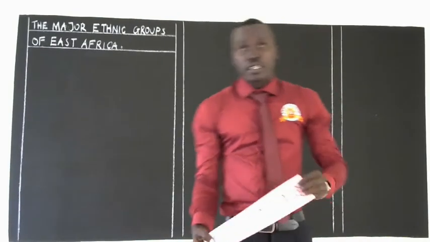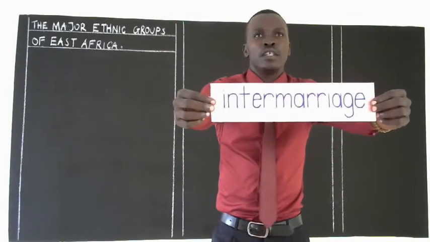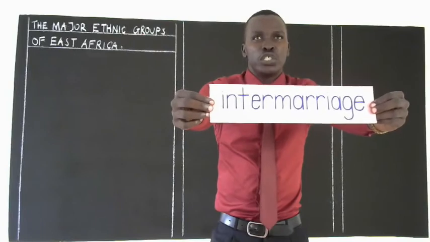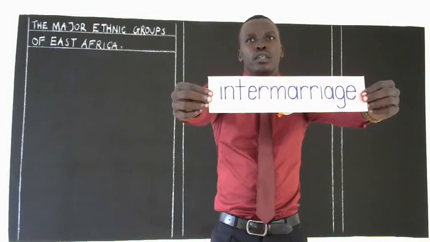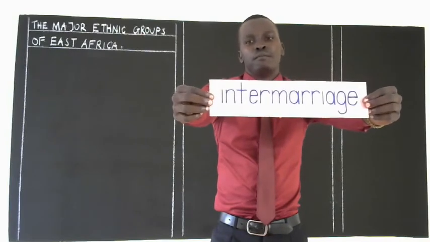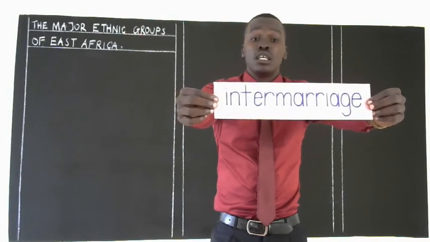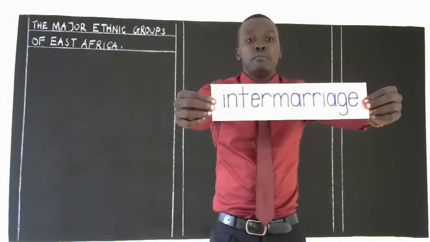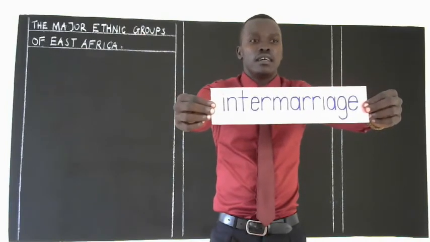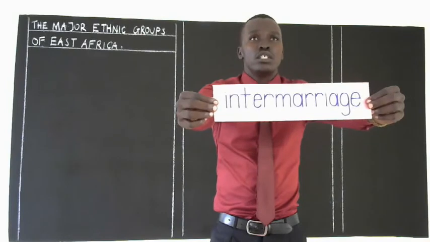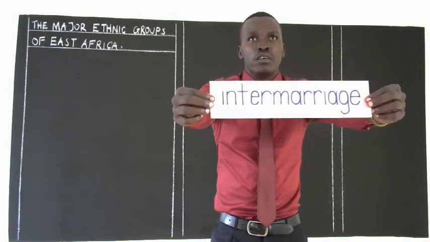Another one we shall be interacting with so closely will be this one. This one is intermarriage. Repeat after me, intermarriage. Let's spell I-N-T-E-R-M-A-R-R-I-A-G-E. The word is intermarriage.